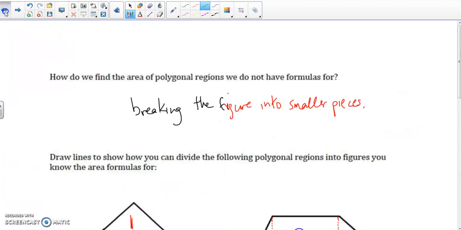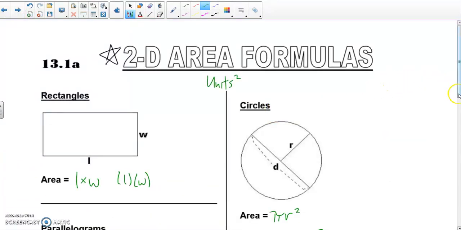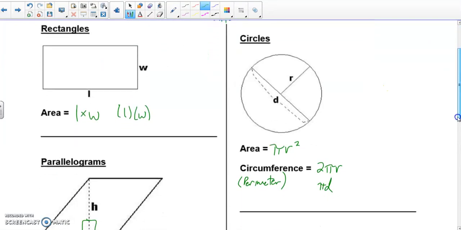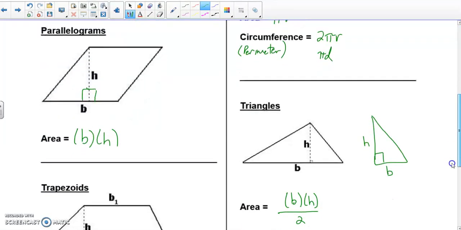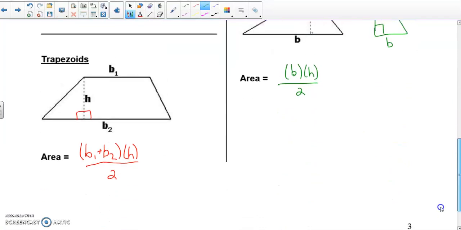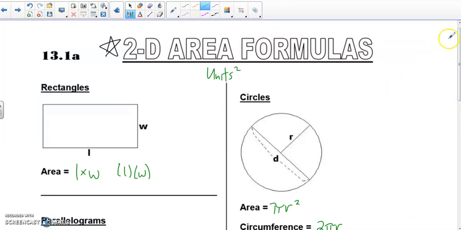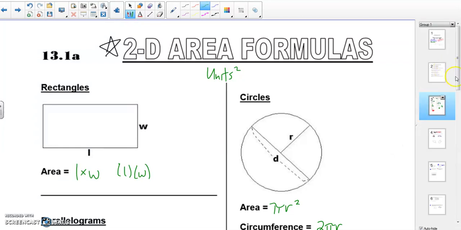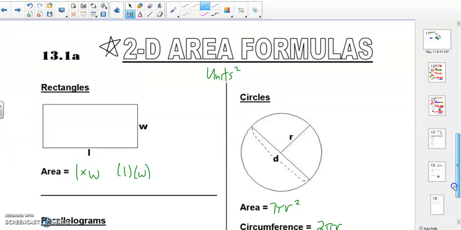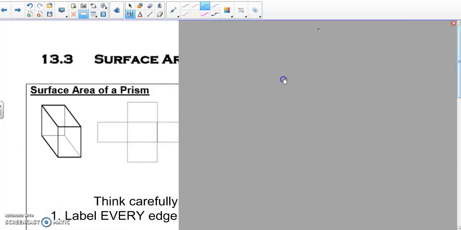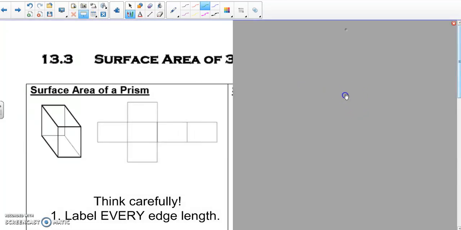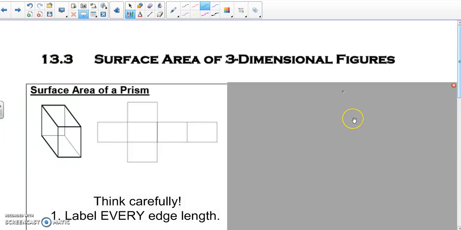But here are the formulas that we need for today. We already know all of them: rectangle, circle, triangle, trapezoid in some cases. So as I've been saying, you need to have these formulas memorized. So let's skip down to 13.3, surface area of three-dimensional figures.